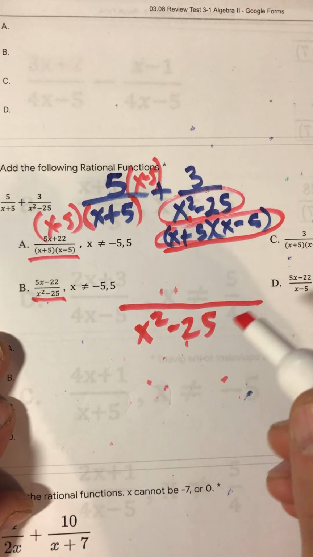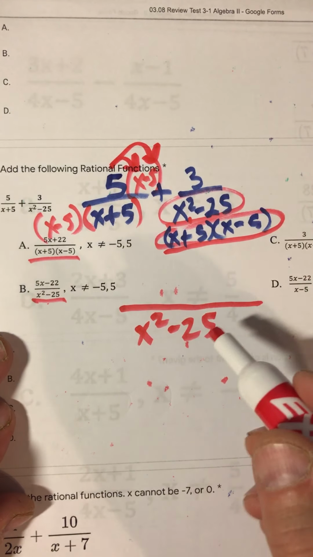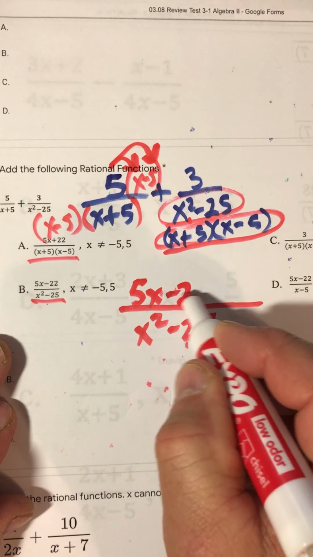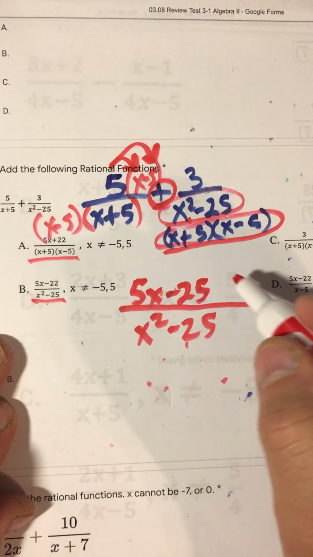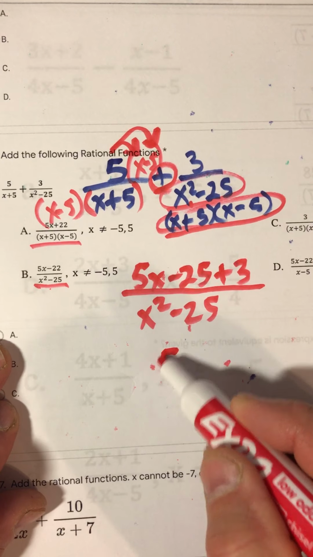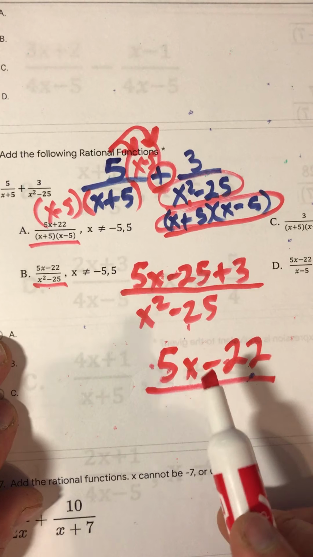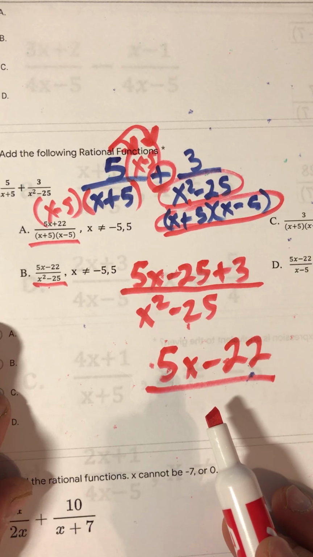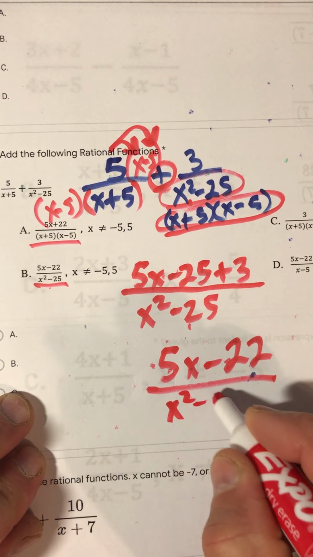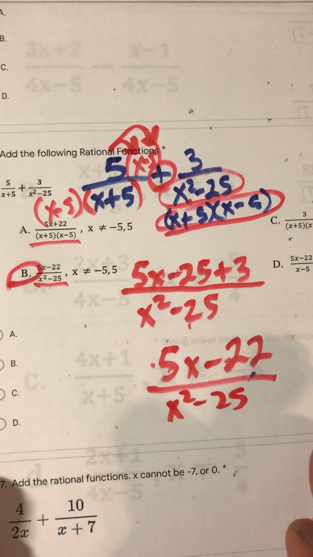Let's see what the top does. So we got to distribute the 5 to both of those terms. So that's going to be 5x minus 25 plus 3. So I'm going to subtract, and that's going to give me a 5x minus 22 over x squared minus 25. So the answer was B. All right, moving on to 17.